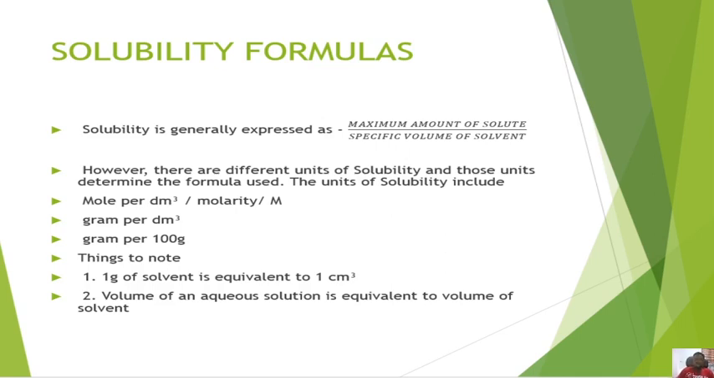Things to note. 1 gram of a solvent is equivalent to 1 cm cube. So what does that mean? It means that if a question says 1 gram, note, not 1 gram of any substance, but 1 gram of a solvent. So if I say 1 gram of water, I mean 1 cm cube of water. If the question says 20 grams of water, it actually means 20 cm cube of water, and vice versa. Then the next one is that the volume of an aqueous solution is equivalent to the volume of the solvent. So just in case you see a question and they don't give you the volume of the solvent, however, they tell you the volume of the solution, please assume that the volume of an aqueous solution is equivalent to the volume of the solvent. And an aqueous solution is simply a solution whose solvent is water.